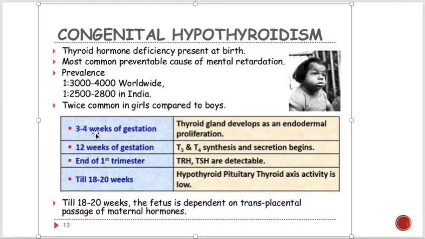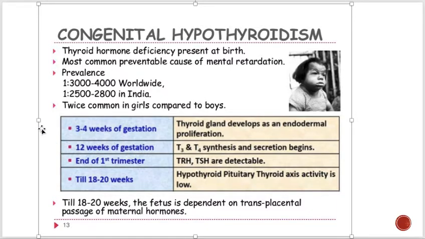You can see over here, at 3 to 4 weeks of gestation, the thyroid gland develops, and at 20 weeks, synthesis and secretion begins. At the end of the first trimester, the thyroid releasing hormone and thyroid stimulating hormone are detectable, and between 18 to 20 weeks, the hypothalamic-pituitary-thyroid axis activity is low. So of course, until this time, the fetus is depending on transplacental passage of maternal hormones, which cross the placenta and fulfill the requirements simply.